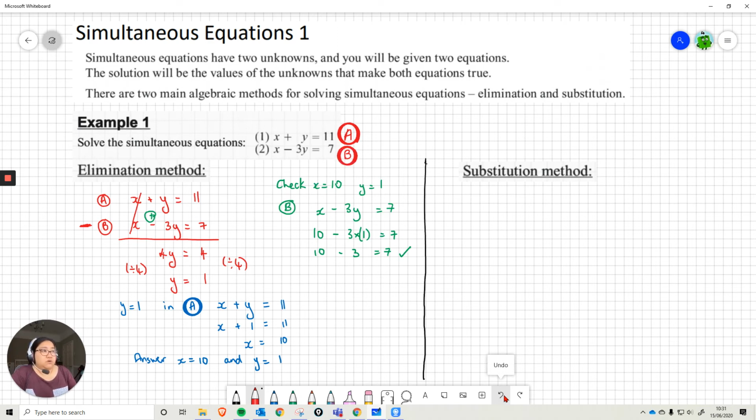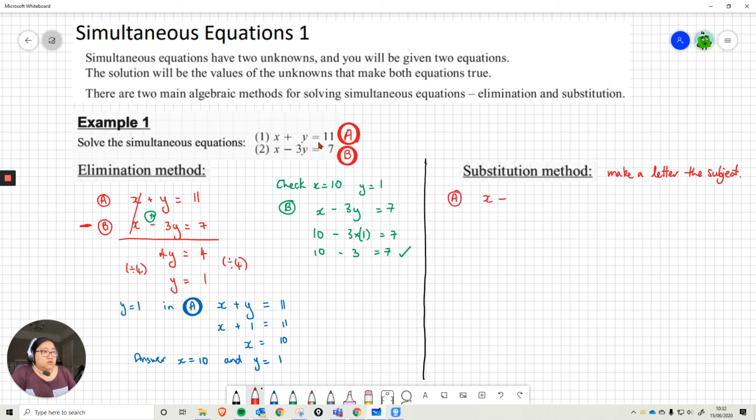So the first step is to make one of the letters the subject in one of the equations. So we're going to make a letter the subject. And we're going to do a little bit of rearranging. Now, in equation A, 11 is the subject, and in equation B, 7 is the subject. Now, I'm actually going to use equation B to make the subject, or A, it doesn't matter. In fact, let's just use A. So I'm going to use the equation A.